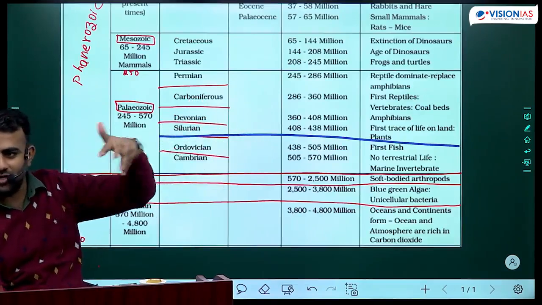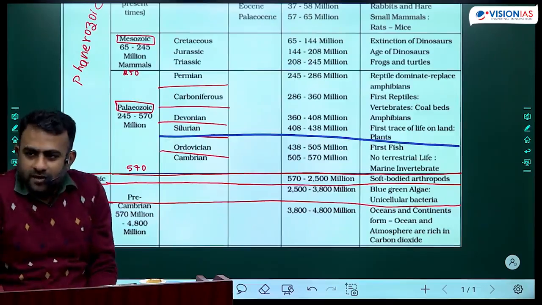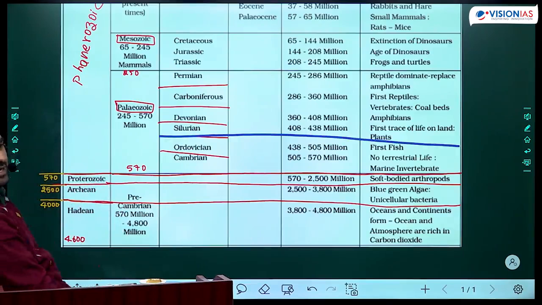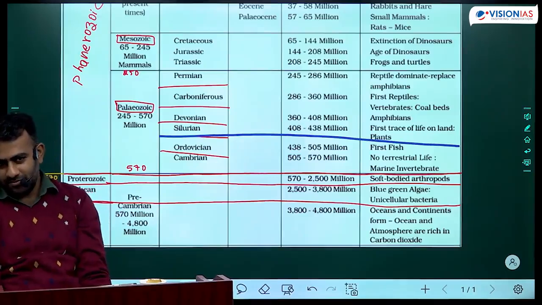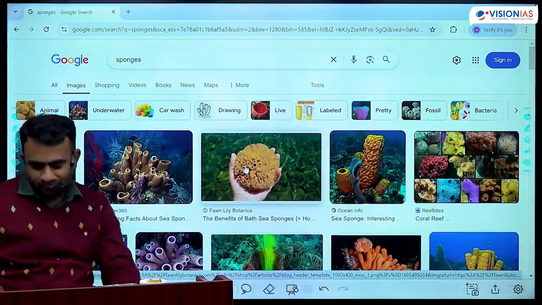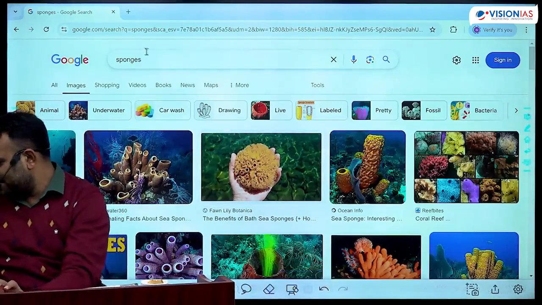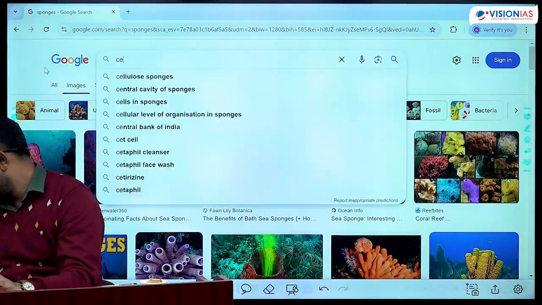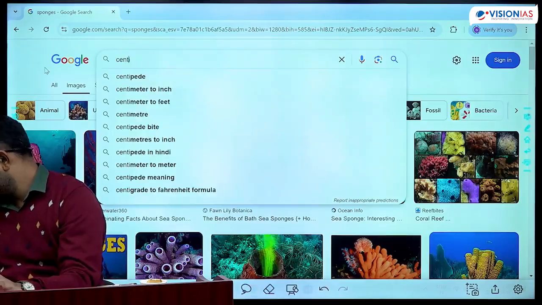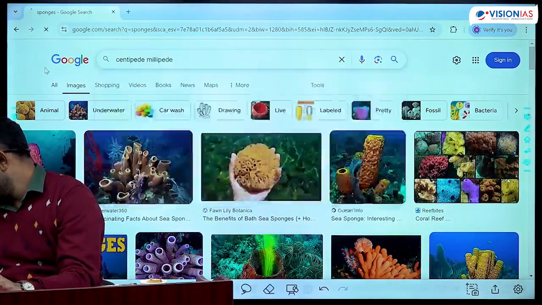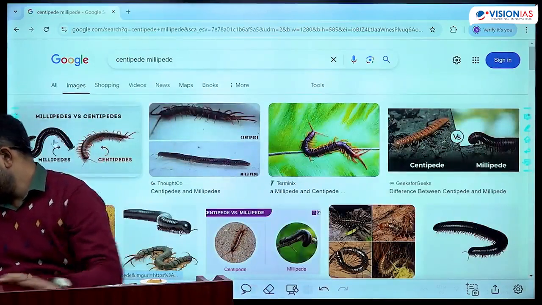As the plants were coming up, insects will come onto the land. The first insect to come onto the land was centipede and millipede. Have you heard of them? Centipede, millipede? Yes or no? सबसे पहले इंसेक्ट तो फर्स्ट एनिमल टू अराइव ऑन द लैंड वाज सेंटिपीड एंड मिलीपीड. प्लांट्स आने के बाद में. This is millipede, this is centipede.